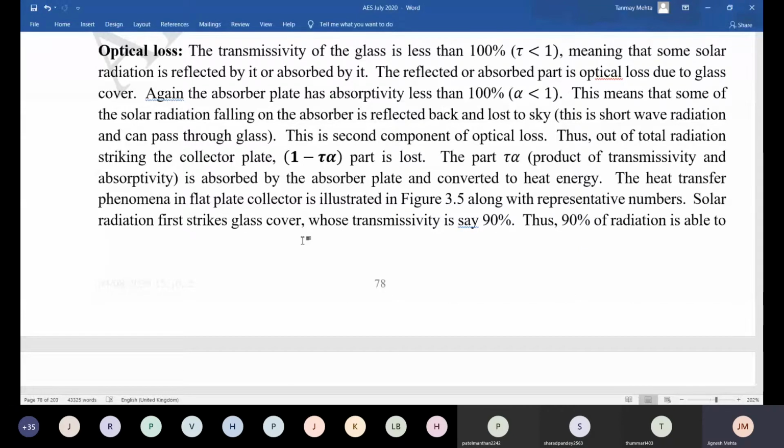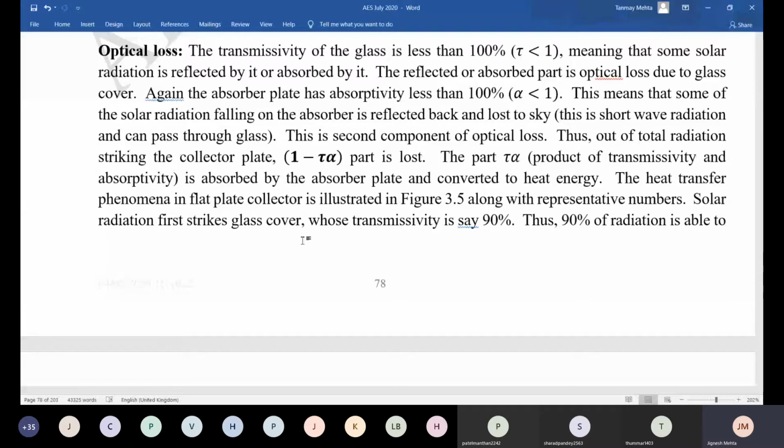So one type of loss will occur before you convert it or take it out in the form of useful energy. One type of loss is optical loss. That is, if you talk about the flat plate collector, when the solar rays or radiation pass through the glass, there is some transmission loss because the transmissivity of glass is not 100%, and there is some loss in the absorber plate also, that is, absorptivity is also not 100%.